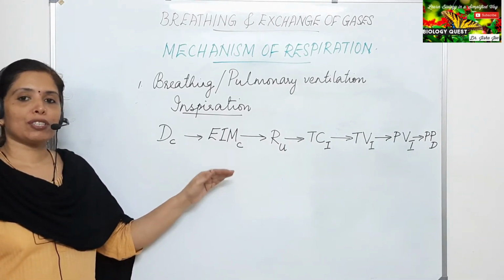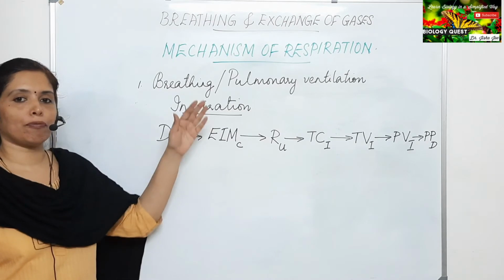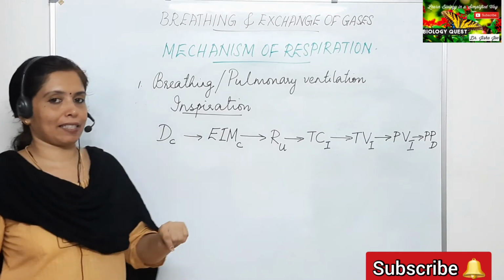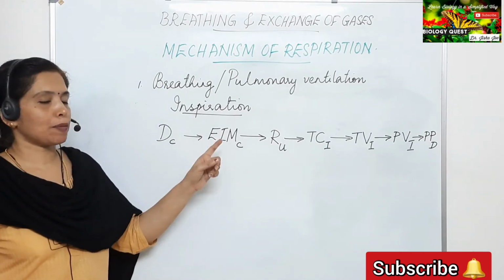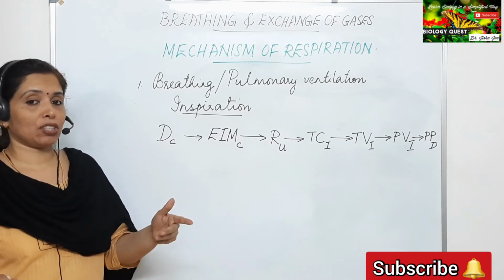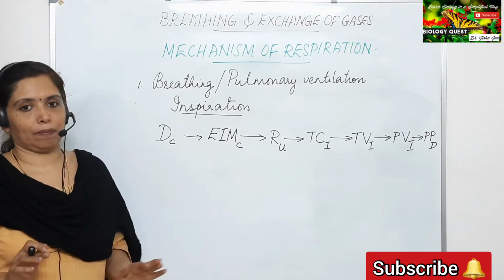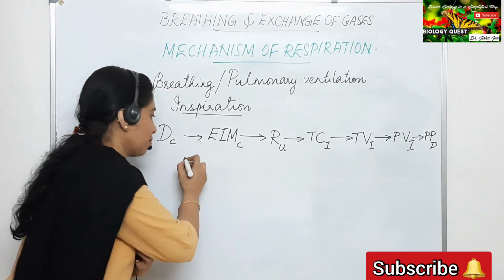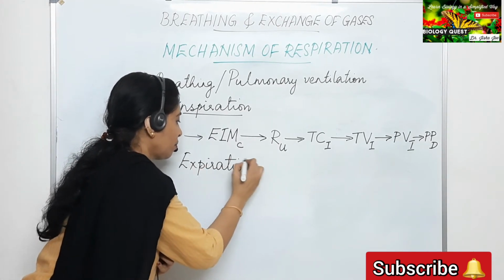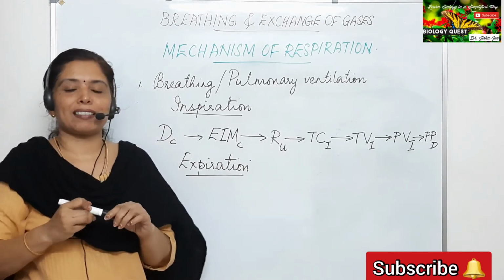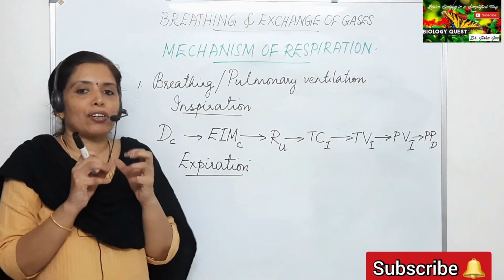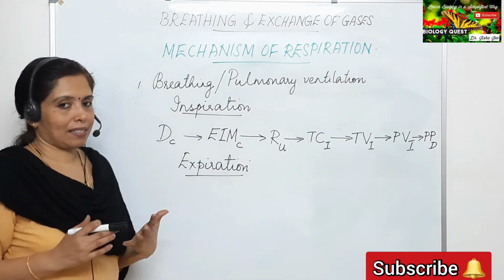Now if we move on to the second stage of breathing, I told you breathing involves both inspiration and expiration. So what happens in inspiration we have seen. So what might happen during expiration? Just the reverse of all what we have seen. During expiration, what should happen? The thoracic cavity should decrease in size. Okay, the lungs should contract. There should be a decrease in the thoracic cavity.